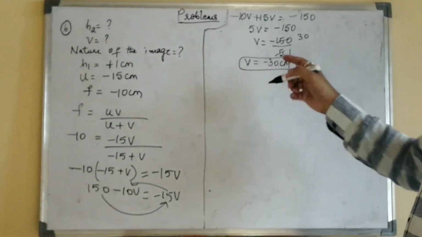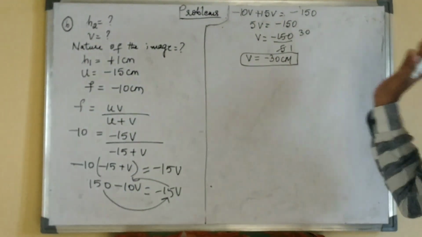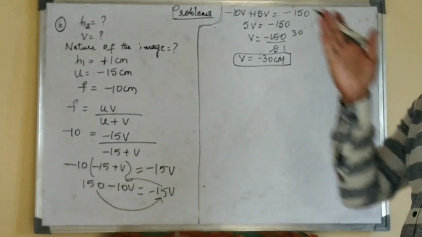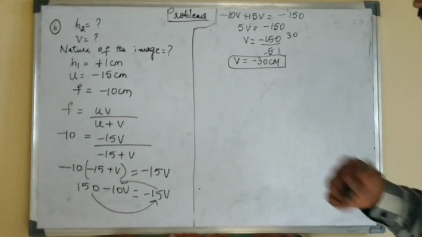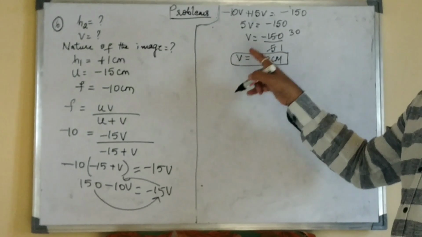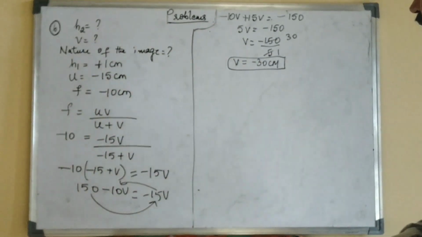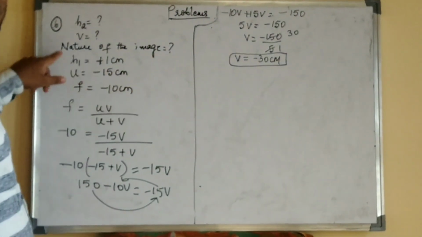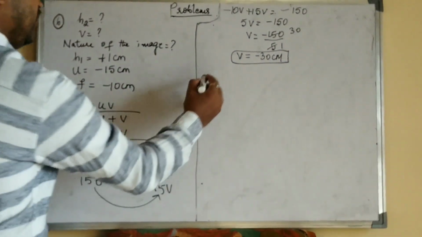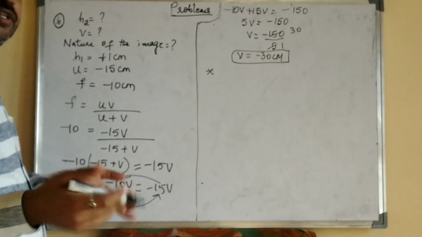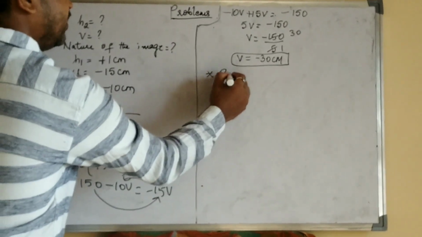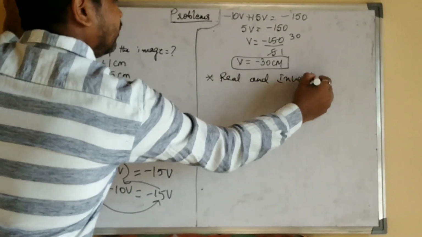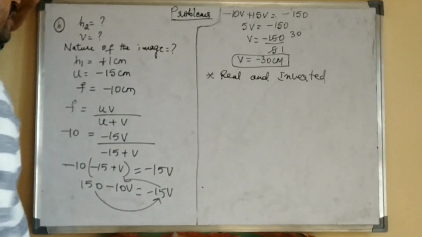So what does it indicate? The negative value that you are measuring from the pole of the mirror against the ray of incidence or incident ray, right? So the image distance or the position of the image is minus 30 centimeter. Not only that, you have to find out what? Nature of the image. So what is the nature of the image? Since they have only mentioned concave mirror, nature of the image is real and inverted. So nature of the image is real and inverted.